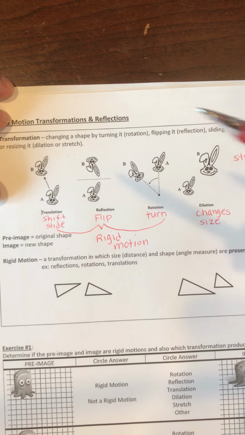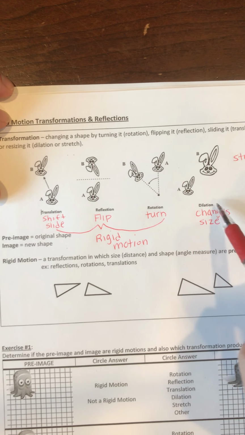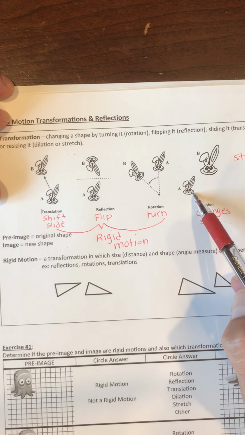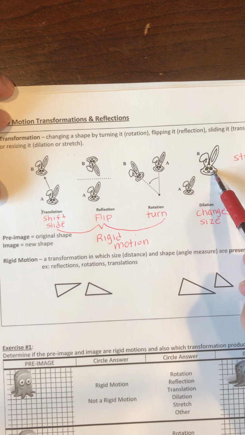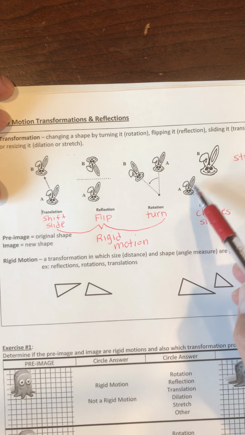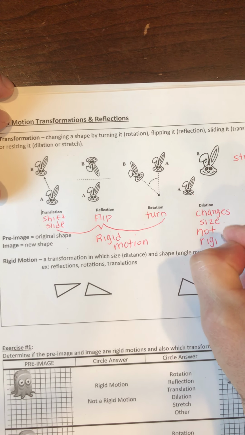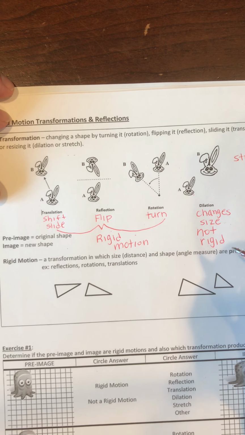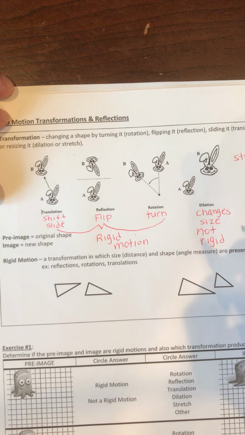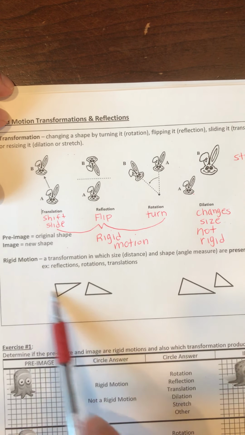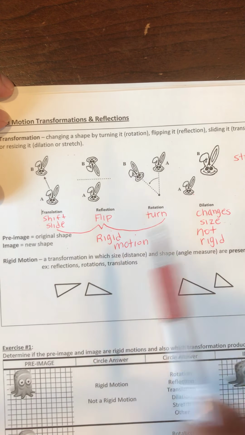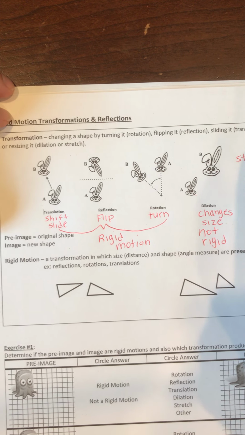When you flip, the two figures are congruent. They're equal. They're the same. When you turn, they're the same. But when you do a dilation, the shape is going to get bigger or smaller. And since the size changes, this is not rigid. And basically that's what this down here summarizes again.